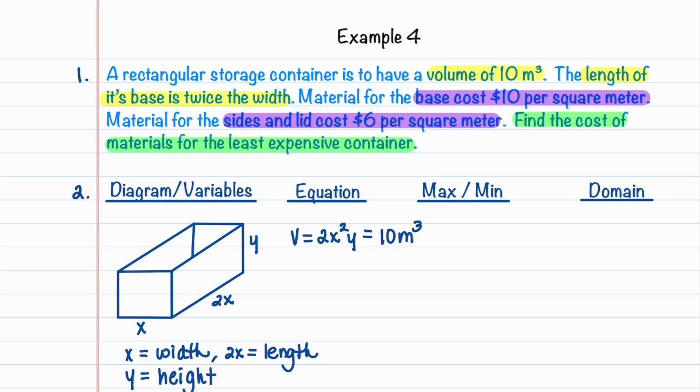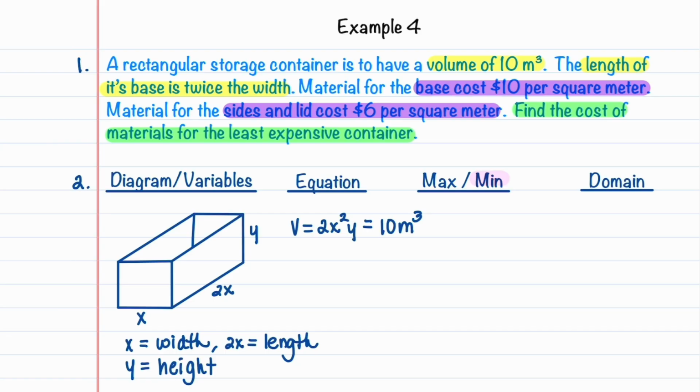Now let's see if we want to maximize or minimize something. We want to find the cost of the materials for the least expensive container. So that means we are going to minimize the cost. Let's write down the equation for our cost. I think this is the hardest part of the problem. Our cost is going to include the base, and that is 2x squared. And that is $10 because the base has to be stronger. So 10 times 2x squared.